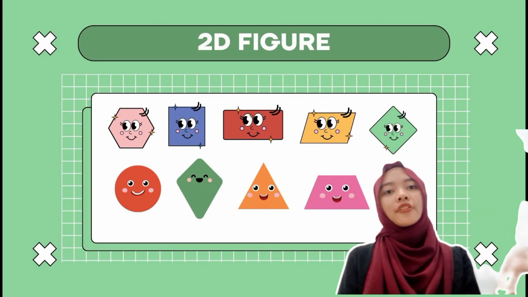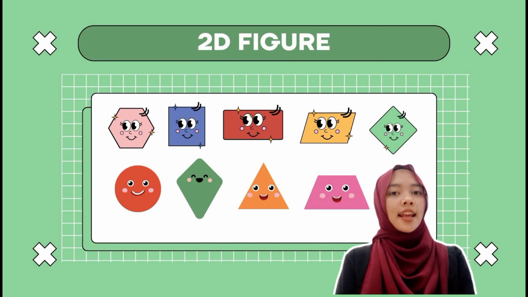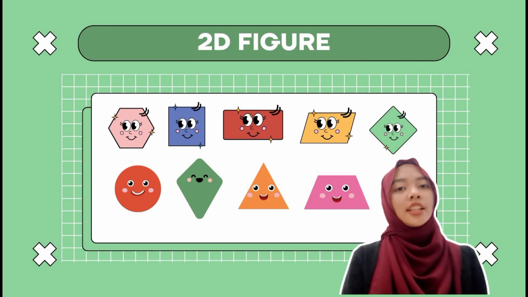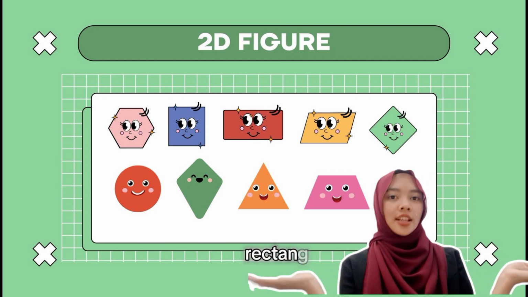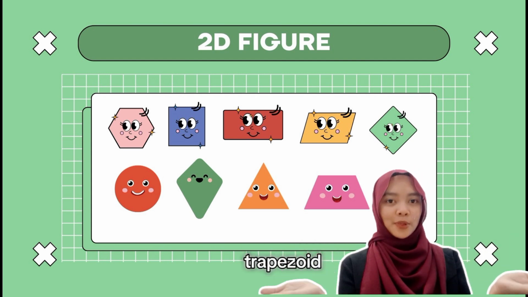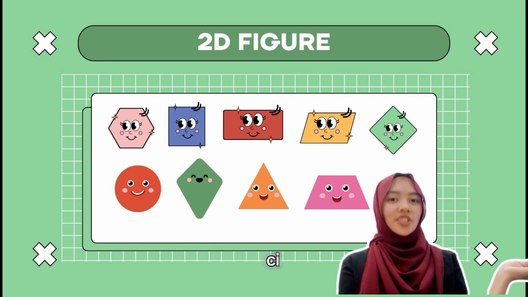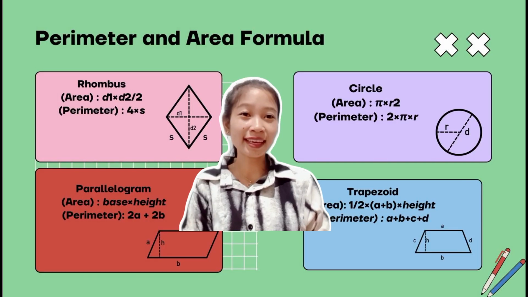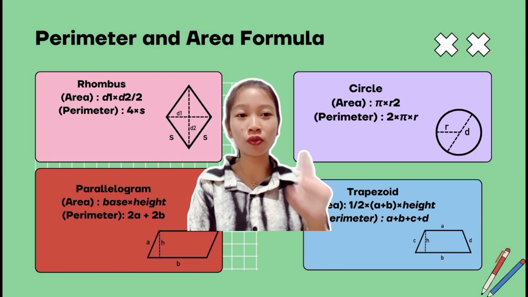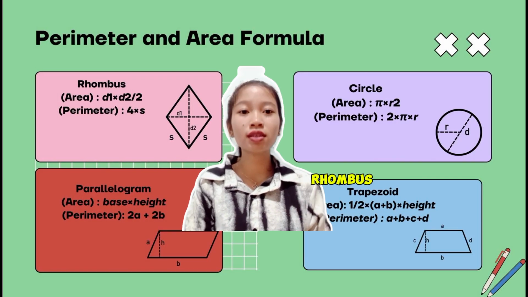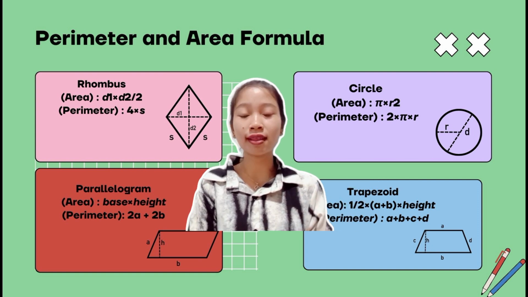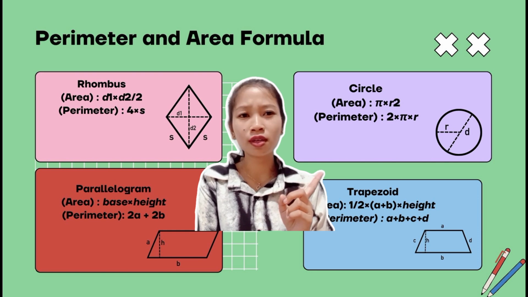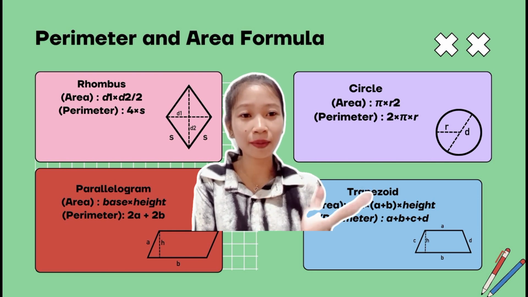Two-dimensional figures are flat planes without thickness that have length and width. They include square, rectangle, triangle, trapezoid, parallelogram, circle, rhombus, kite, and others. In this video, we will discuss four flat shapes, namely rhombus, circle, parallelogram, and trapezoid. Initially, the discussion of the first shape will be presented by my partner Inaya.